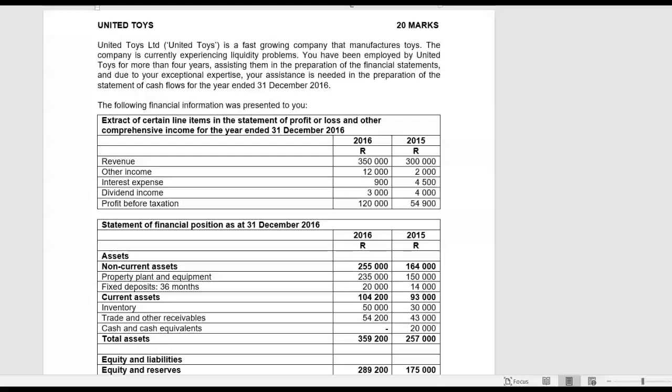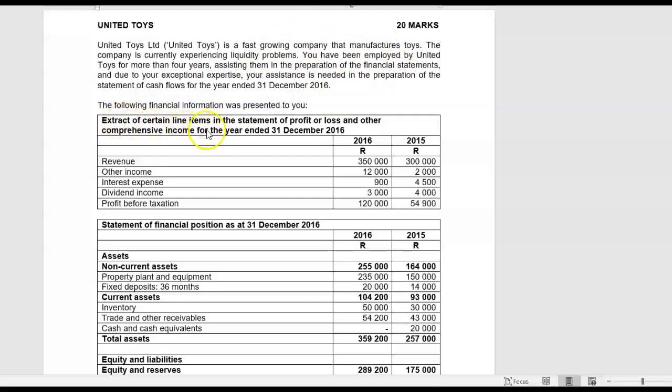And then it's also worth your while to look at the tax, the amount that we pay to the Receiver of Revenue. There was also a small catch in this question as far as that is concerned. So United Toys is a fast-growing company, manufactures toys, and then the year end is 31 December 2016.